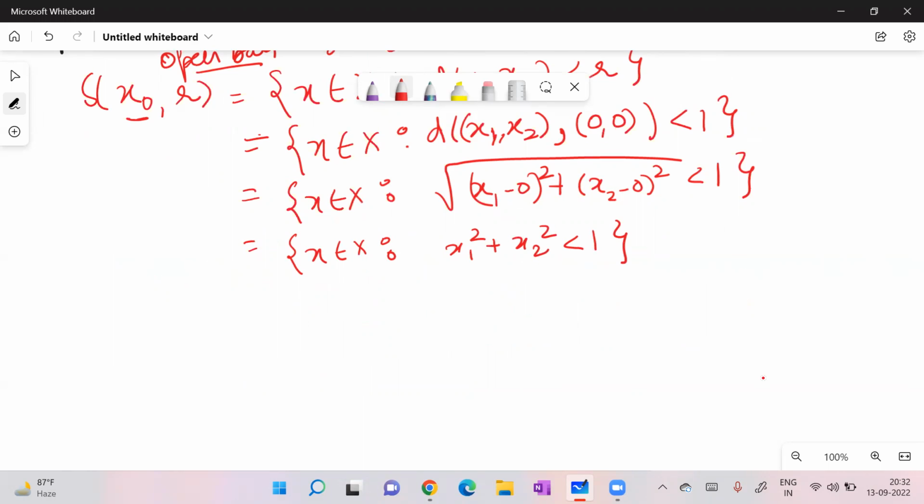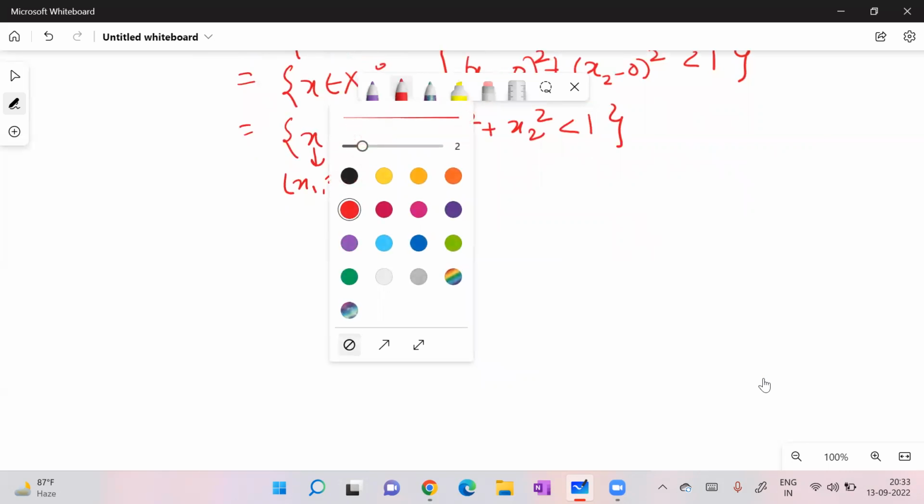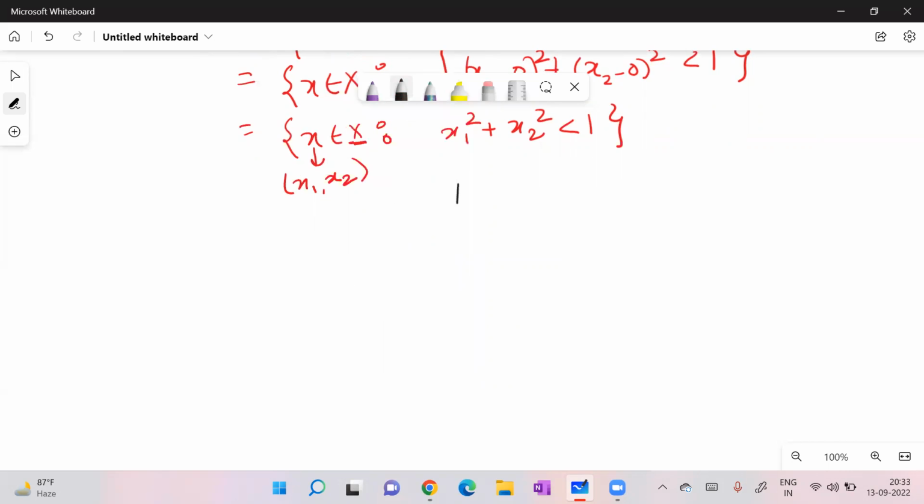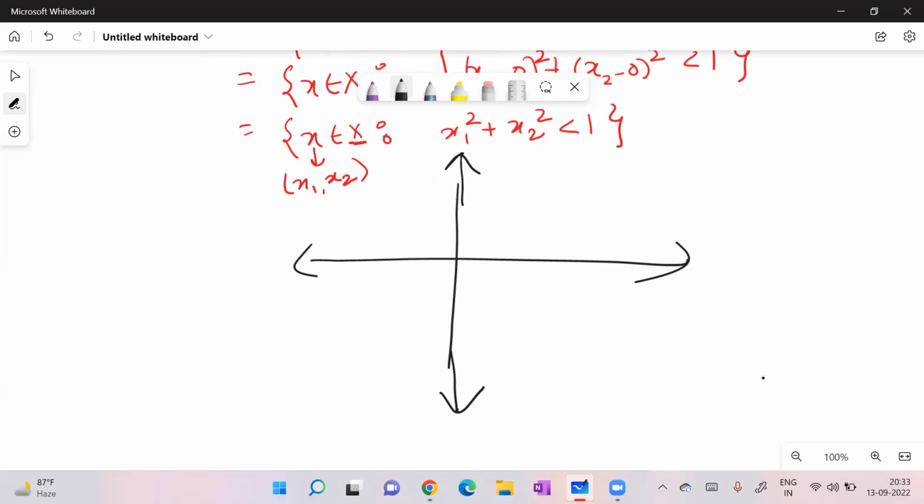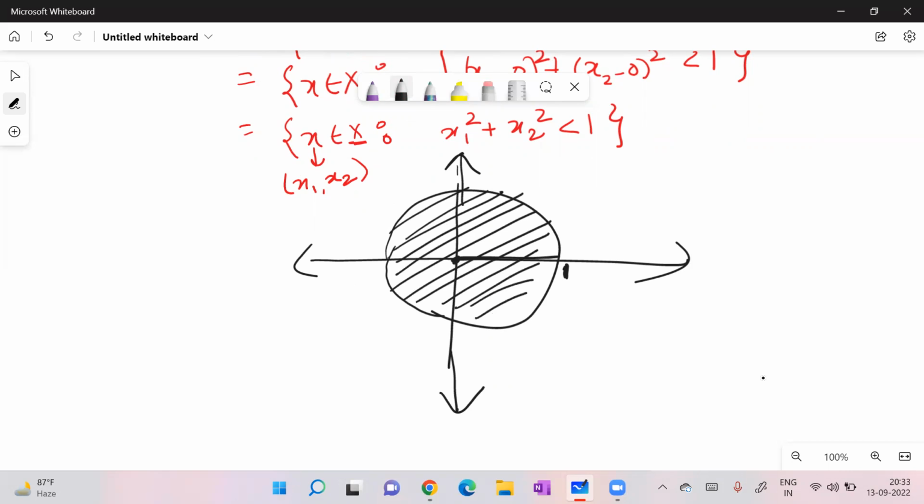Okay, the set of all x belonging to X. X here means the set of all (x1, x2) belonging to X, where X is R square. The set of all (x1, x2) belonging to R square such that x1 square plus x2 square is strictly less than 1. So what would we get? It would be an open disk because it is less than 1. We will not include the boundary. So this is an R2 plane. x1 square plus x2 square is strictly less than 1. This is the center (0, 0) and this is the radius 1. Okay, so all those points inside this disk. However, we will not include the boundary. Boundary is not included. This is an open disk.